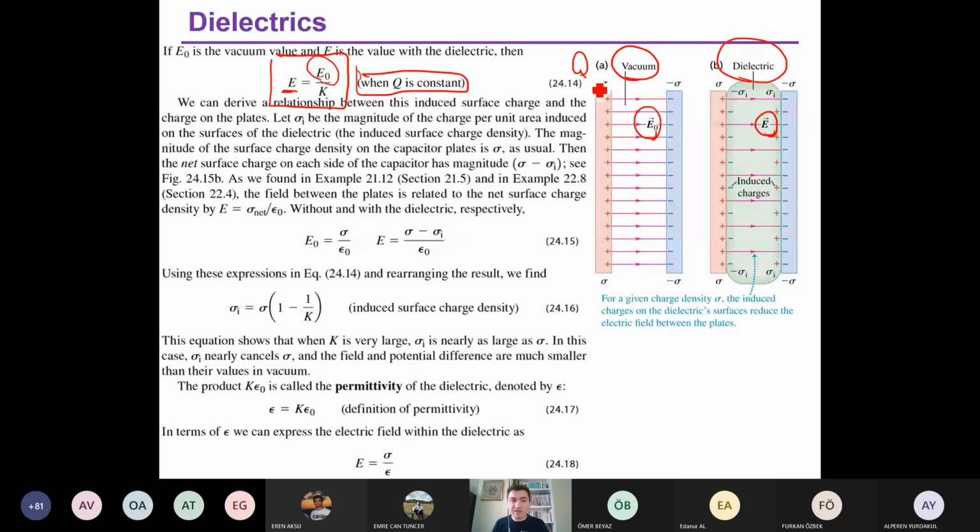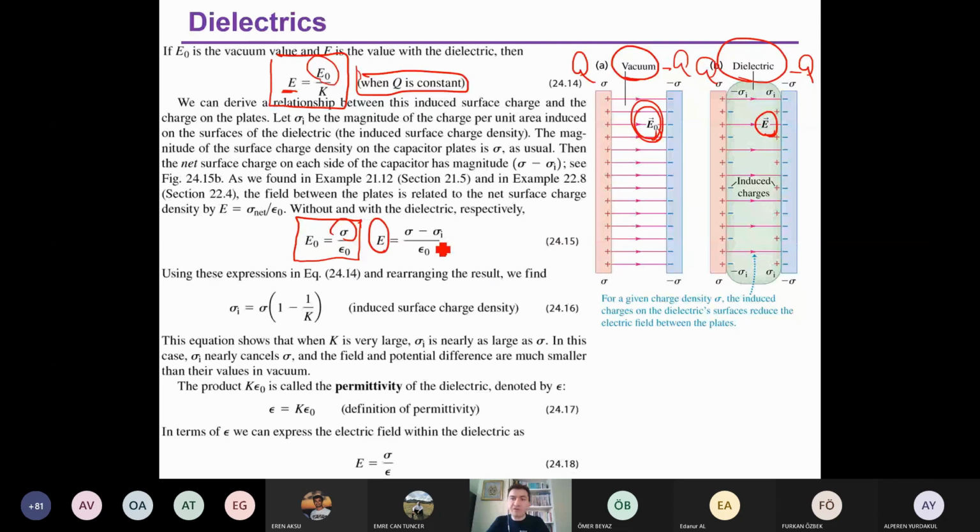And the electric field E0 can be written in this form. You know this one from the first lectures. E is given by sigma over epsilon 0. This is the surface charge density sigma. Epsilon 0 is the constant, okay? And the final electric field, when we have dielectric material, can be written in this form.